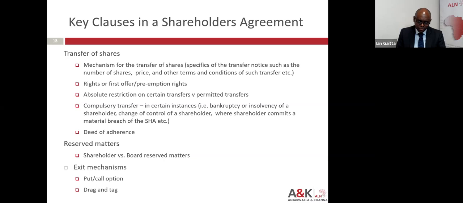The other instance of transfer is involuntary, or compulsory, transfers. And this is where events or circumstances have occurred that would then force the party affected by those circumstances to sell its shares or be required to sell its shares. And those could range from bankruptcy or insolvency related events, change of control of a shareholder, again, just tying back to the question of restricted transfers.